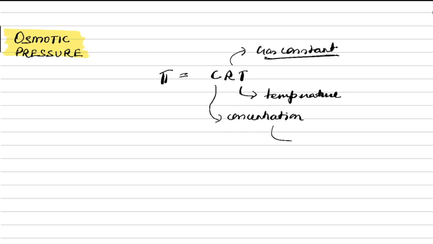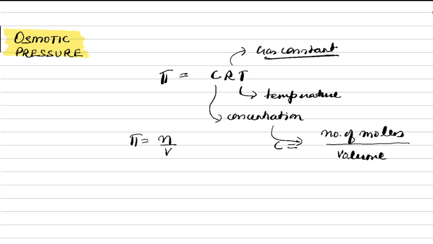If you are confused about what concentration is, it is just the number of moles of solute particles per unit volume. Whatever volume we have, if you divide the number of moles by it, you will get the concentration. We denote it by the letter C. If you want to plug this in, say this is n number of moles and this is V, you can modify the formula. So you can say pi is equal to n by V times RT. That way also you can remember this formula.